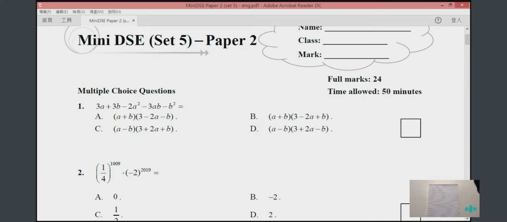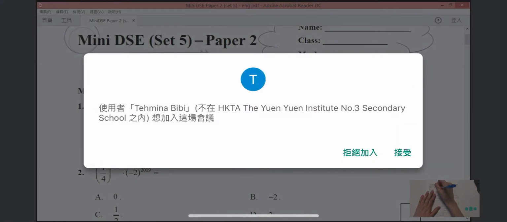So now today I want to go through quickly the paper 2 multiple choice. I give you the miniDSE5, which is a really easy question. So I hope that we can go through it quickly. Okay. So question number 1, which is a very simple factorize question.